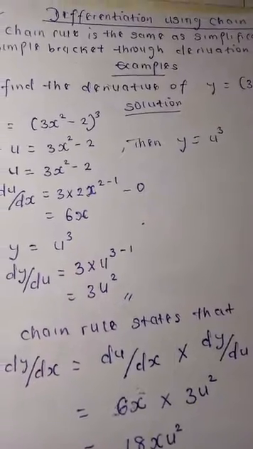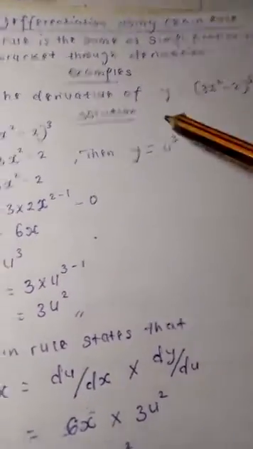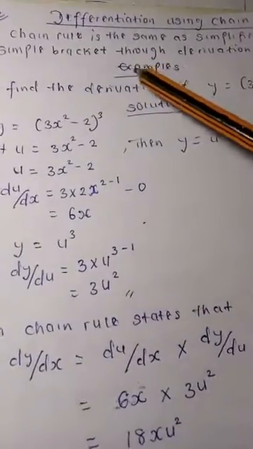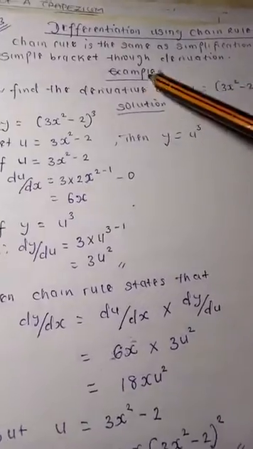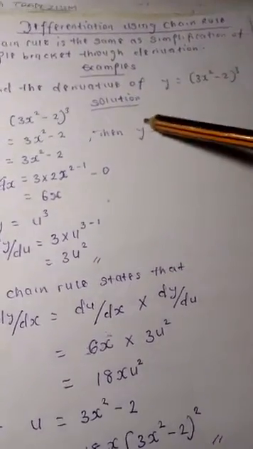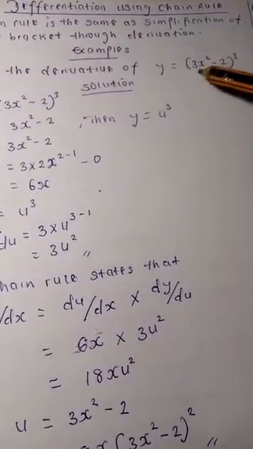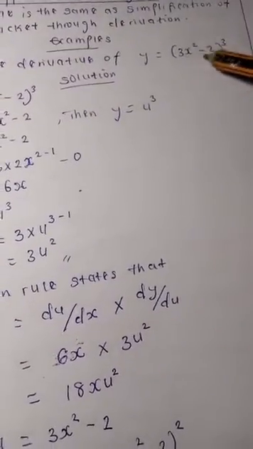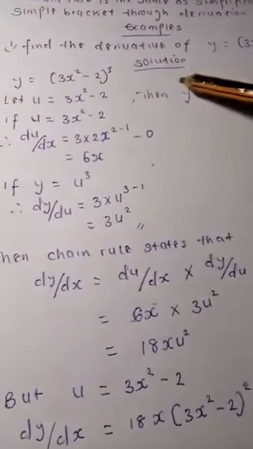Okay, class, welcome back. Today we're talking about differentiation using the chain rule. The chain rule is used for differentiating bracket expressions. If you have a bracket and you want to differentiate it, you make use of the chain rule. You have something like something raised to power 3, something raised to power 4, and that kind of thing. You use the chain rule.